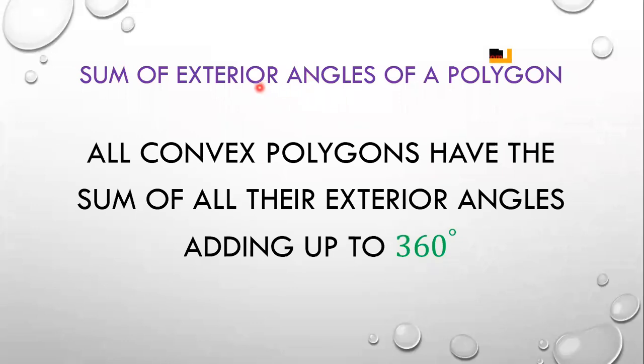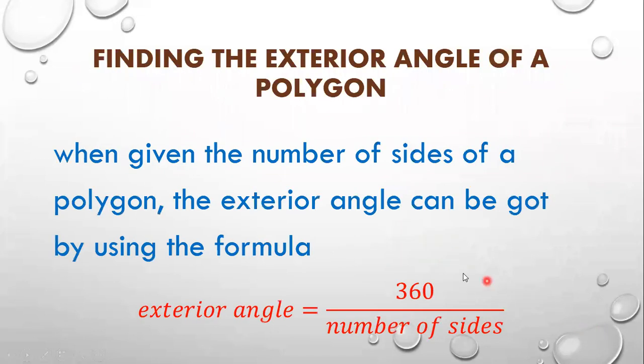So we are going to look at the sum of the exterior angles of a polygon and also the interior angles of polygons. If we look at convex polygons, the sum of all the exterior angles is equivalent to 360 degrees, or all the exterior angles add up to 360 degrees. Then if you have to look at the size of each exterior angle, we look at the number of sides which the polygon has. So that means that the exterior angle will be got by using the formula: the size of the exterior angle is 360 degrees divided by the number of sides.